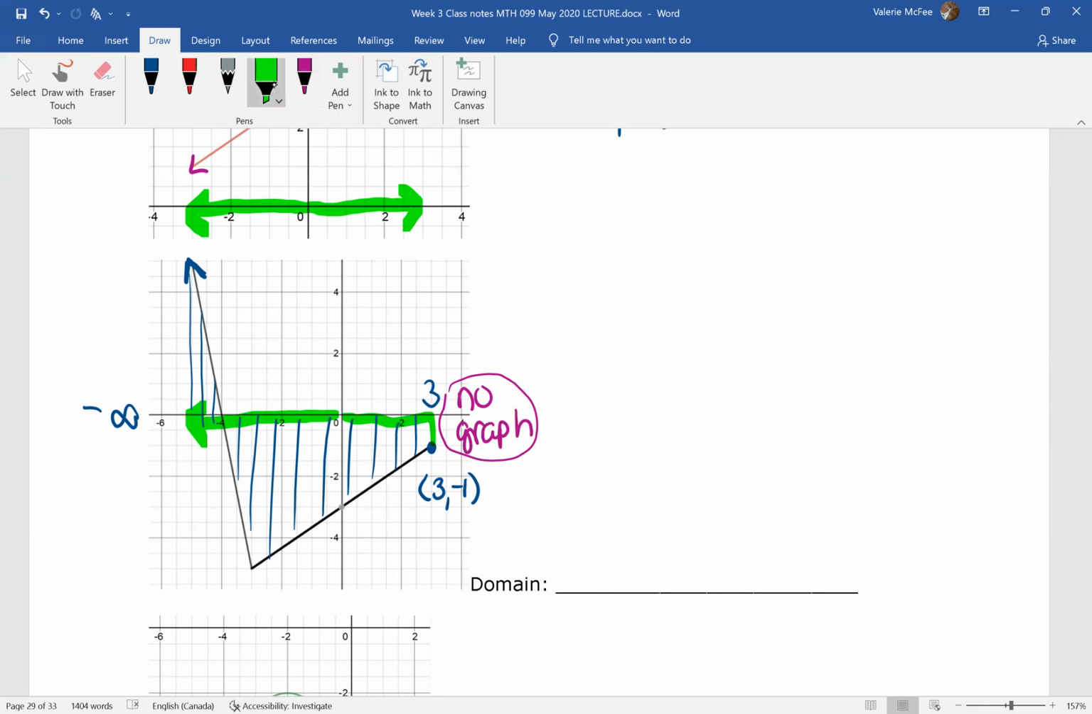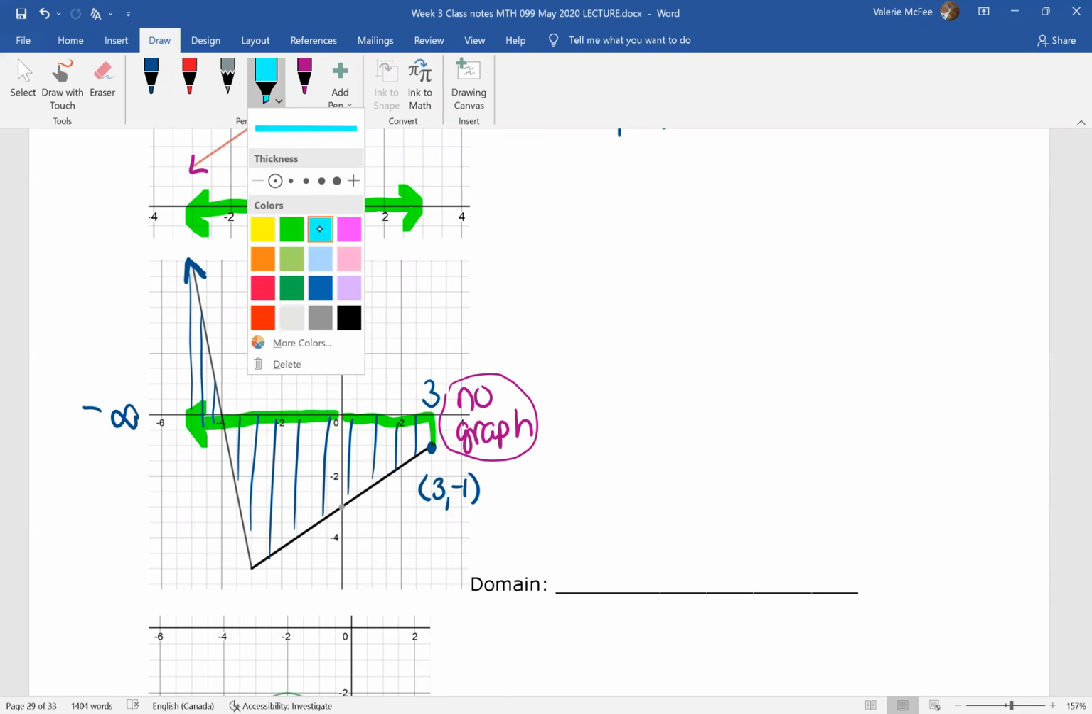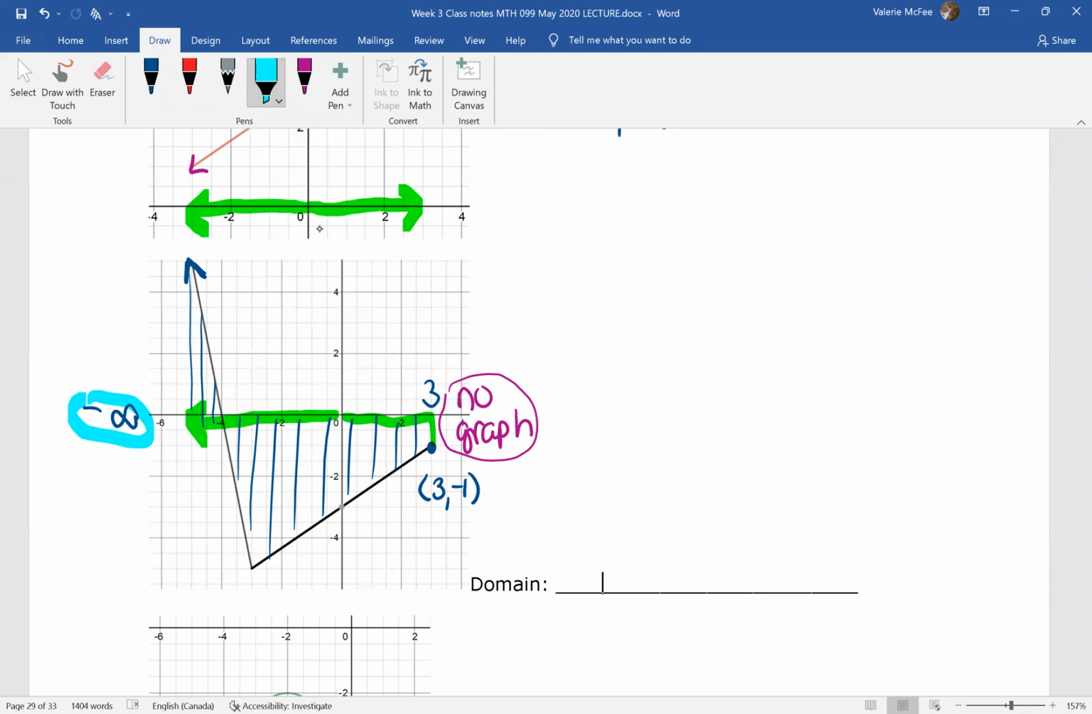So if we're using interval notation, we're using the endpoints. Negative infinity on the left, 3 on the right. Now, does 3 have an open bracket or a closed bracket? Well, 3 is a point on this graph. So we're going to use a square bracket, a closed bracket, because x can equal 3.